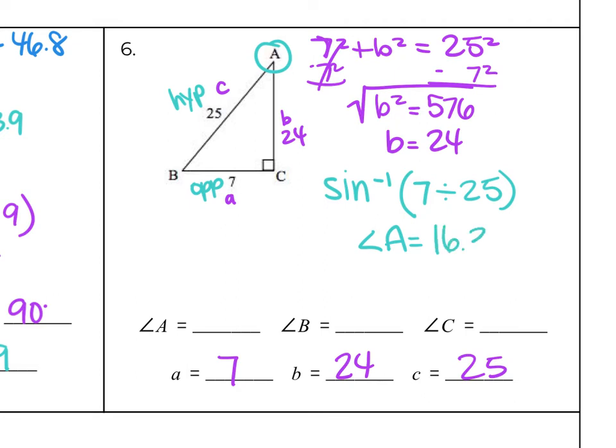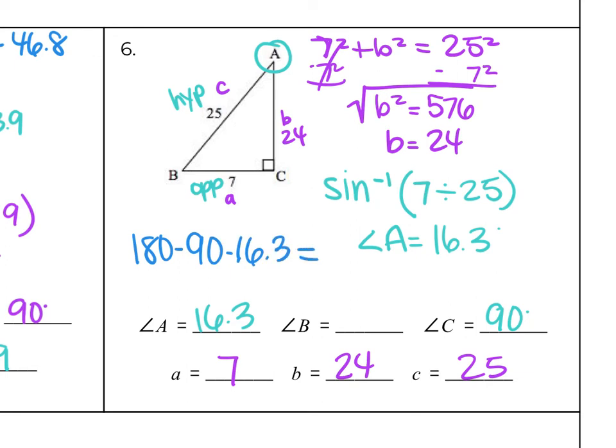16.3. I did it as well. So that is angle A. C was 90. Now, how do I find B? Take them from 180. So 180 minus 90 minus 16.3. 73.7. Okay, good.